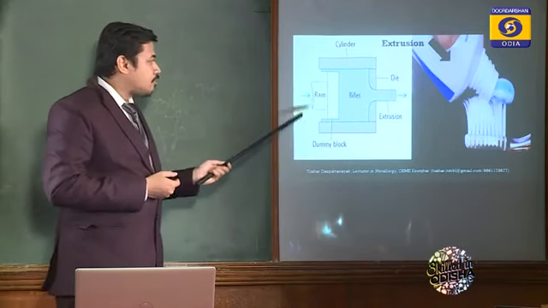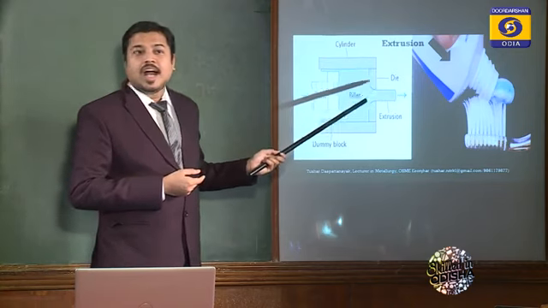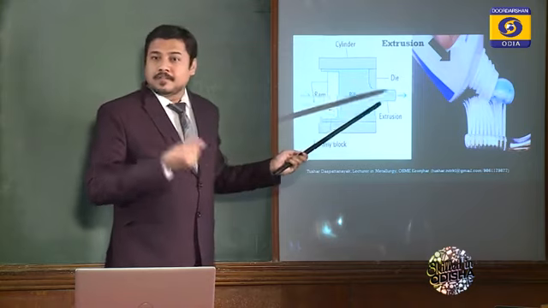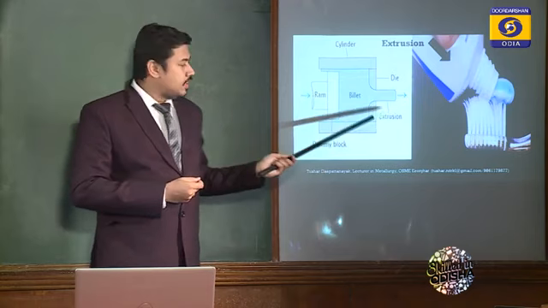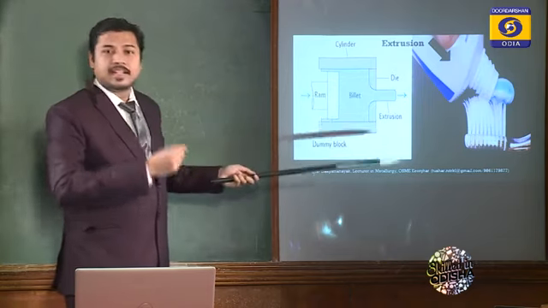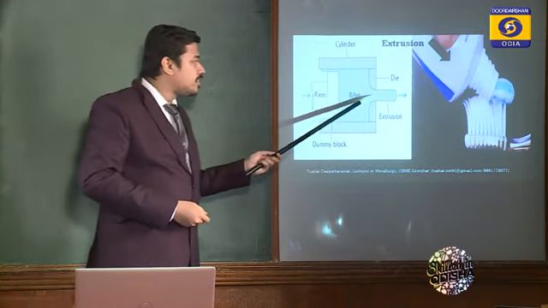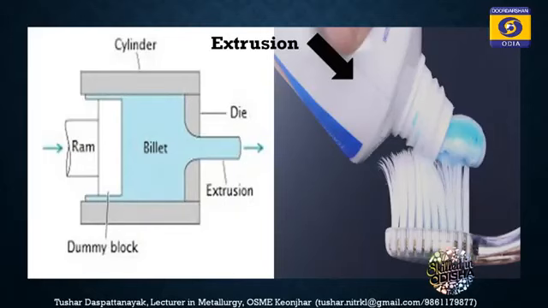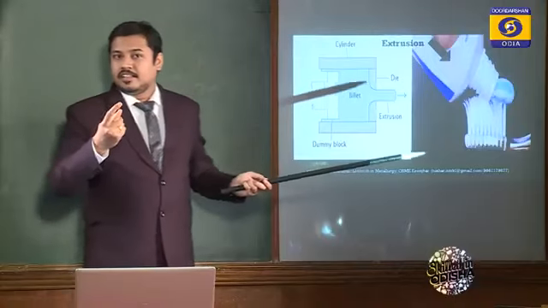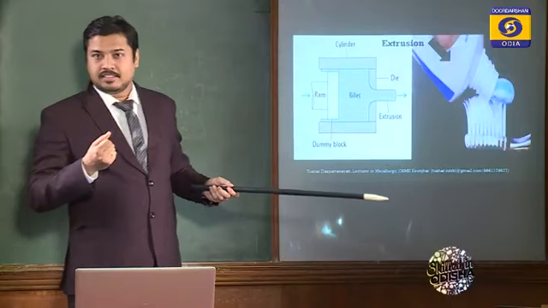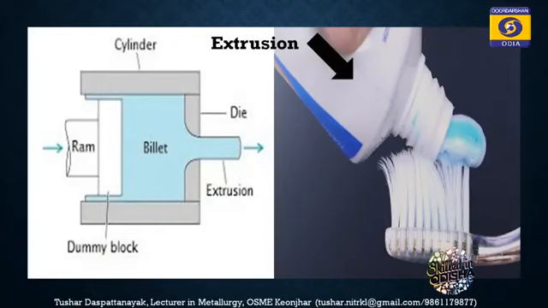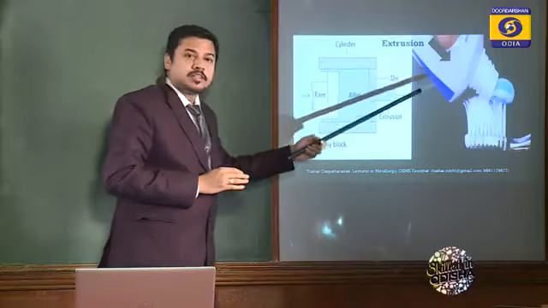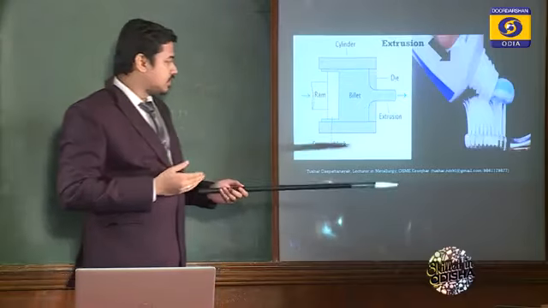That means I am applying pressure from the back side. Because of the high pressure, the product is coming out through the opening, and the opening shape will decide what the final product will be. If this is cylindrical, the product will be cylindrical. If this is square or rectangular, then the product will be rectangular. Okay, this is extrusion. We can compare it with toothpaste. That will be extremely easy to understand if you can imagine the function of a toothpaste. That will be extrusion.